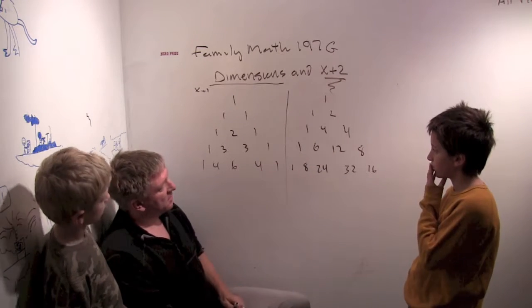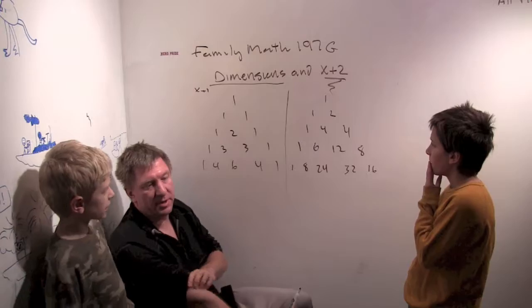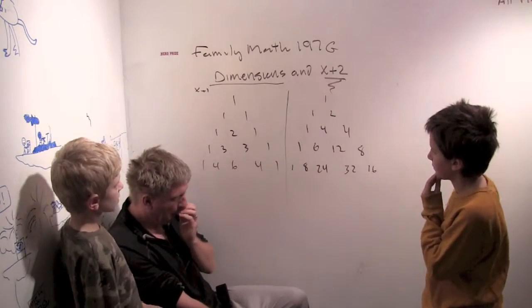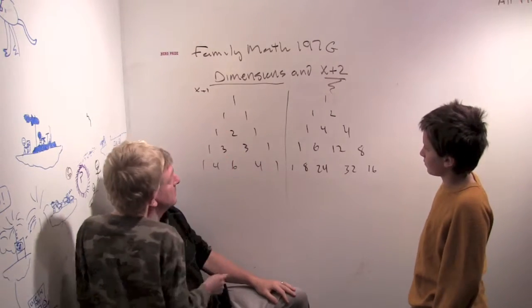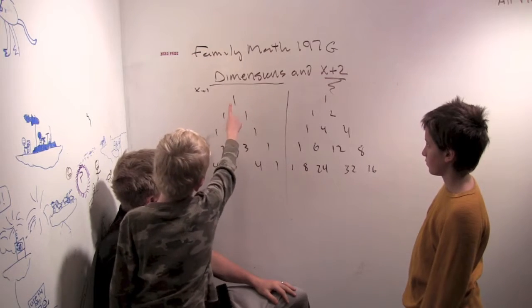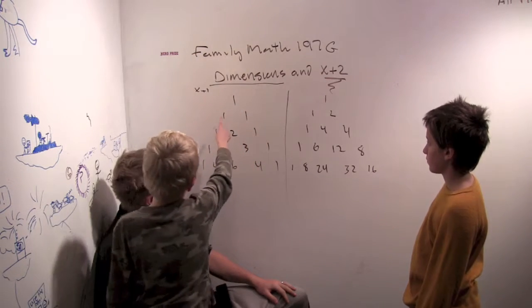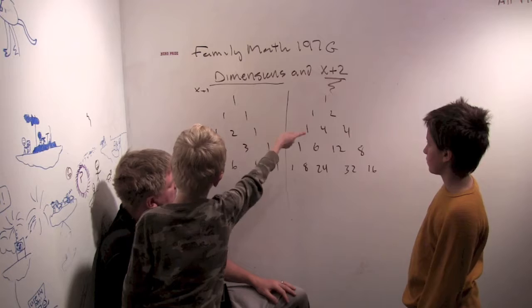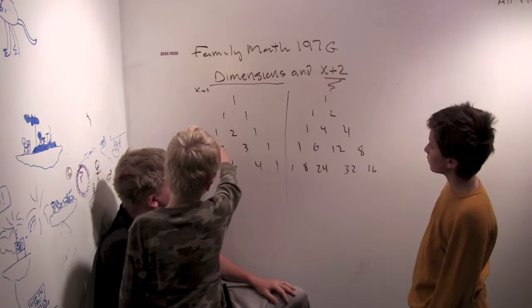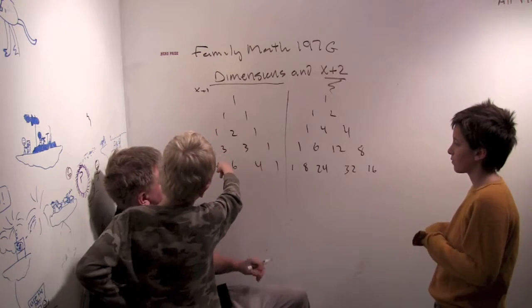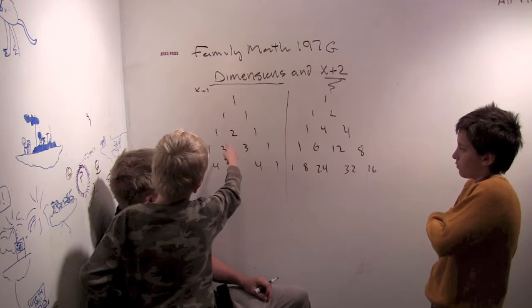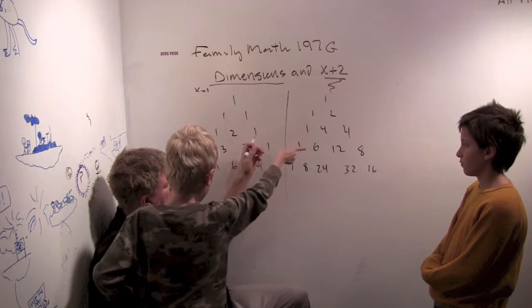Okay. So let's see, do we see any relationship here? I see something. What do you see? We're multiplying to get from this side to that side. We're multiplying 1 by 1, and we're multiplying this 1 by 1 and this 1 by 2, and then this by 1, this by 2, and that by 4.